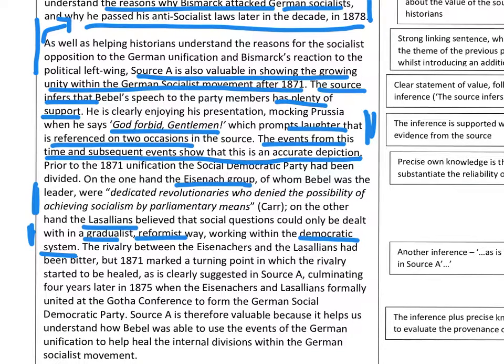So the rivalry between the Eisenachers and the Lassallians had been bitter, but 1871 marked a turning point. There's again a very good historical phrase about change, in which the rivalry started to be healed, as is clearly suggested in source A. So again, we've got an inference, revisiting the skills that the mark scheme is looking for, culminating 4 years later in 1875, when the Eisenachers and the Lassallians formally united at the Gotha Conference to form the German Social Democratic Party. Notice how very, very precise that own knowledge is.